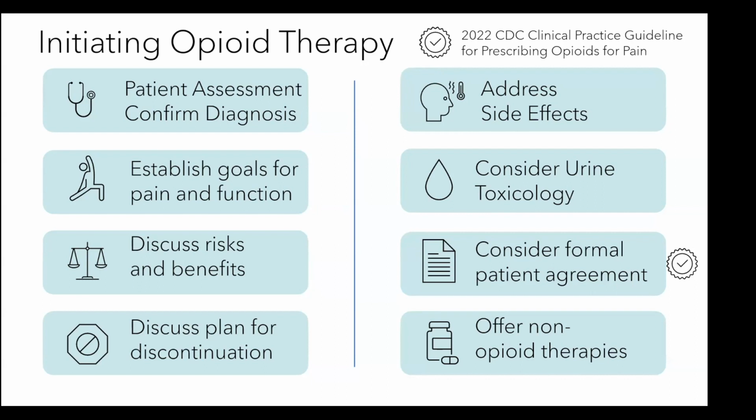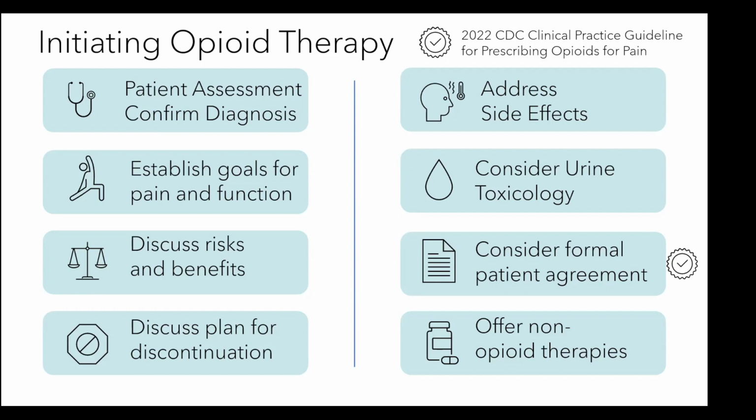Addressing potential side effects is very important. The anticholinergic effects from opioids can be more pronounced, especially in elderly populations, and anything you can do to mitigate those side effects, such as prescribing a laxative along with the opioid, can be beneficial in that population.